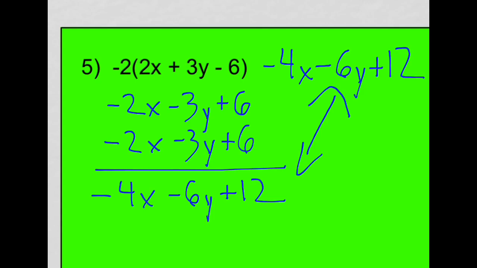And after we practice this some more, we're going to take the distributive property a step further. So use these ideas we've just talked about on your assignment today.